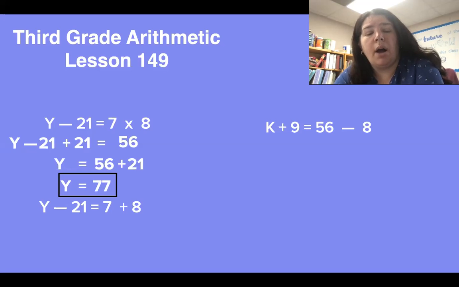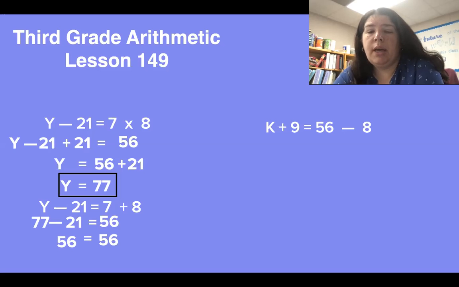Wherever we see the y, we write in our answer 77. So we would have 7 times 8 is 56, and 77 minus 21. 77 minus 21 equals 56, and 56 equals 56.